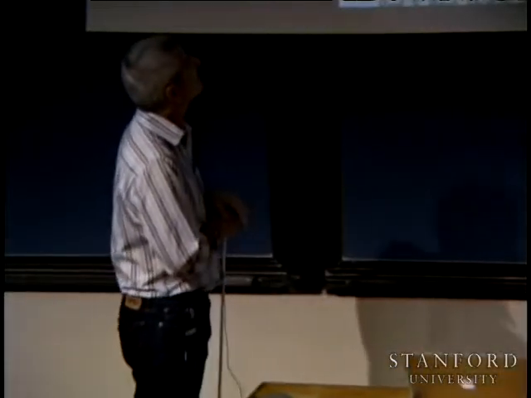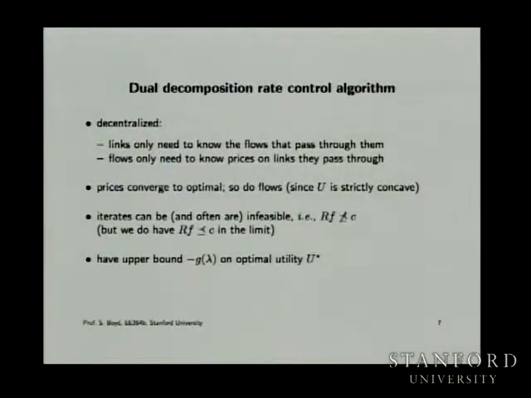So, this is kind of obvious, and I've already emphasized it, but the idea is this is completely decentralized, utterly decentralized. The link only needs to know the flow that passes through them, and the flows only need to know the prices on the links that they go through, right? So you can easily imagine, for example, not that this would do anybody any good, but you can imagine making sort of an object-oriented implementation of all this, where very little information is available to anyone.